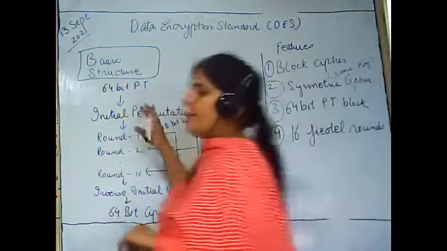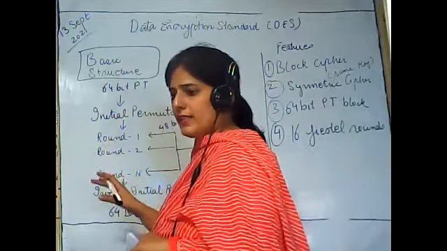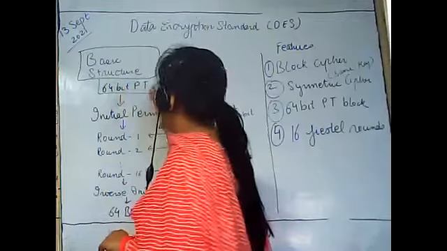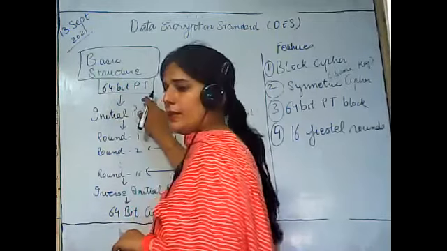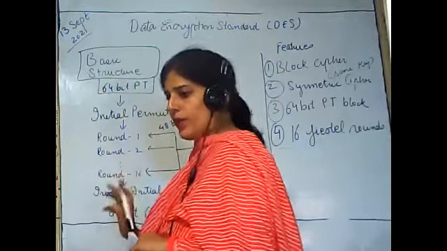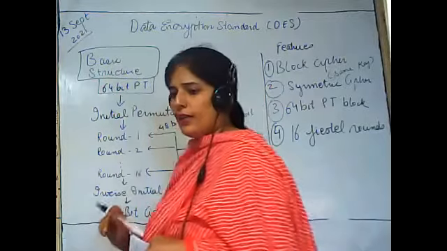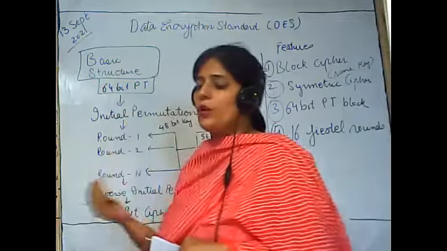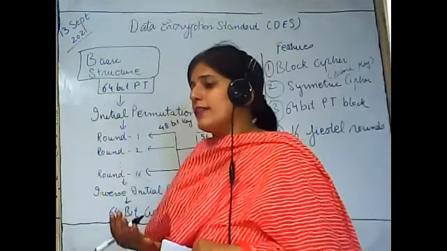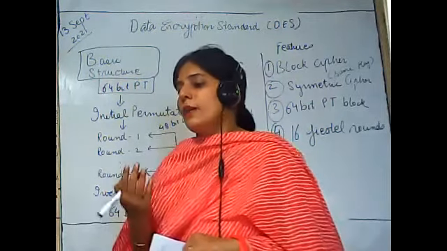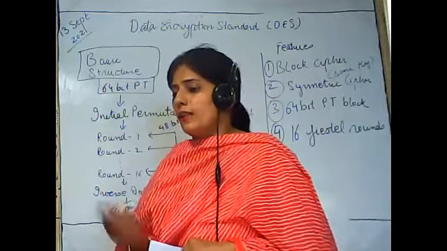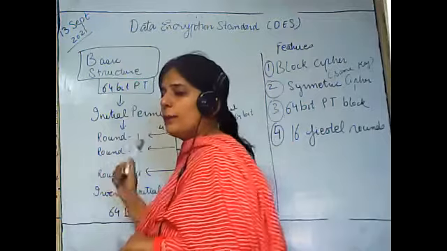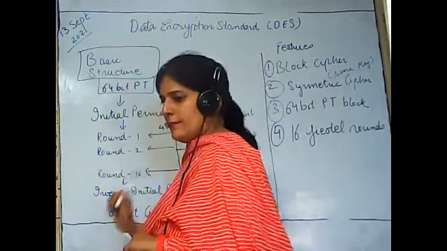Now, coming to the basic structure of the Data Encryption Standard technique. Here you can see that we have a 64-bit plain text. Whatever the input is, we convert it to a 64-bit plain text. The main rule of this technique is that whatever input we give should be the size of a 64-bit plain text.